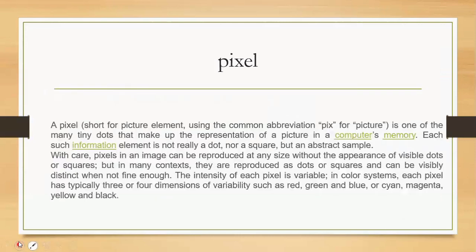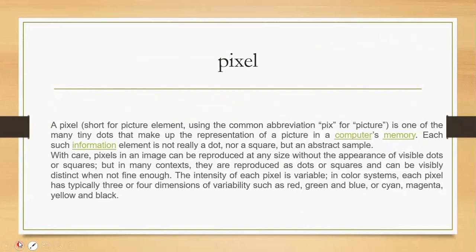Next, our next topic for today is the pixel. So we'll briefly study what a pixel is and how it can be represented on a screen. A pixel, short for picture element, using the common abbreviation pix for picture, is one of the many tiny dots that make up the representation of a picture in a computer's memory. Each such information element is not really a dot nor a square, but an abstract sample.